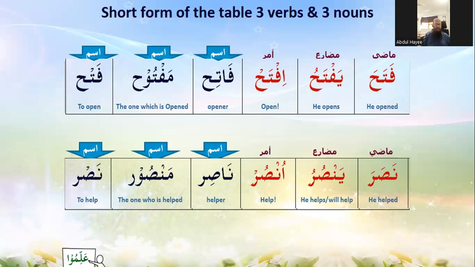The next table is nasara. Like to make that short table. Nasara yansuru unsur. Nasirun mansurun nasrun. It has three more words. What are the three more words with nasara? Zakara yazkuru uzkur. Let's have their short table also. Let's start from Zakara. Make the six keys of Zakara. Zakara yazkuru uzkur. Yes.